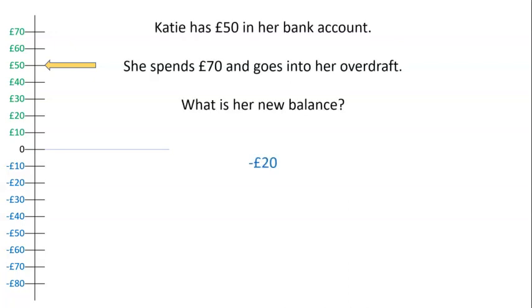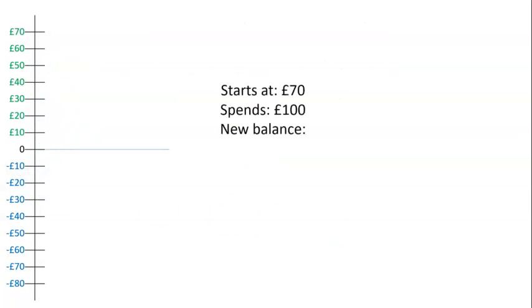Hopefully you worked out that her new balance would be minus 20, because the difference is 20, so if you subtracted 70 off, she would go into that £20. Right, same again then.